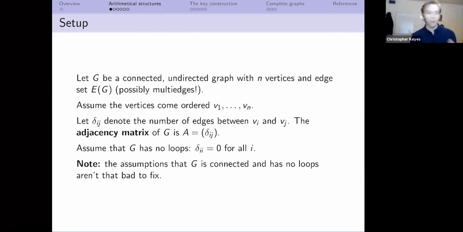Now, the hypothesis that G has no loops isn't really that interesting. It just happens to be very natural in the setting that arithmetical structures come from. And the same with connectedness. Changing those hypotheses wouldn't be that difficult, but it also wouldn't be very interesting.